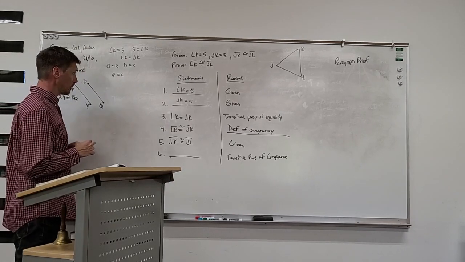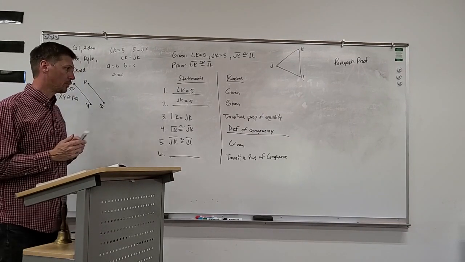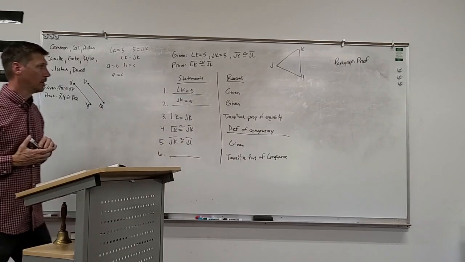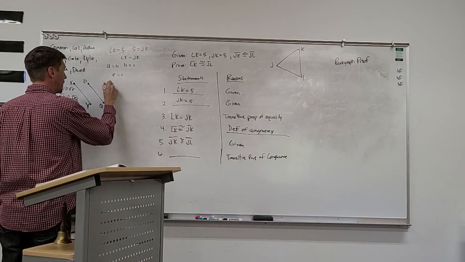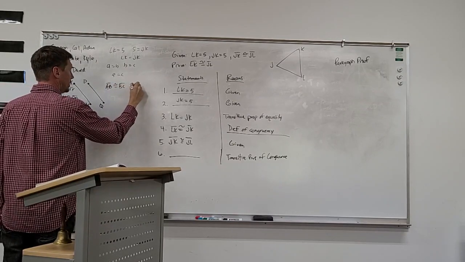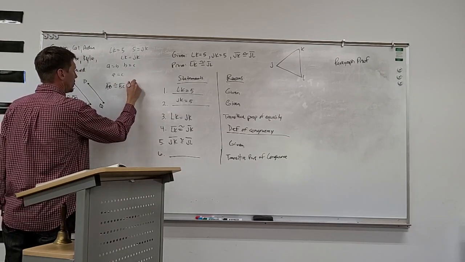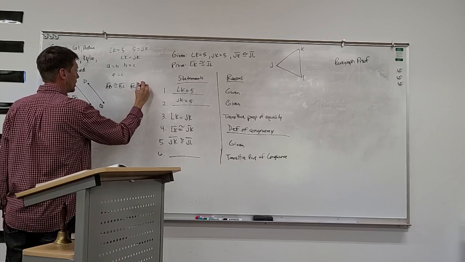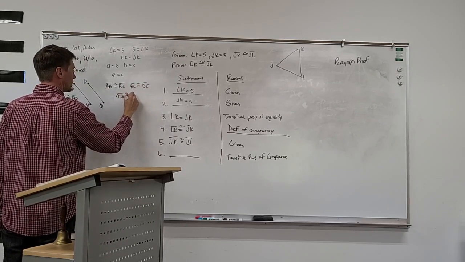Now, we use our other given statement that JK is congruent with JL. And so based on that, we're going to use the transitive property of congruency, not the transitive property of equality this time, but the transitive property of congruency. Remember that one said if segment AB is congruent with BC and segment BC is congruent with DE, then I can say that segment AB is congruent with DE.